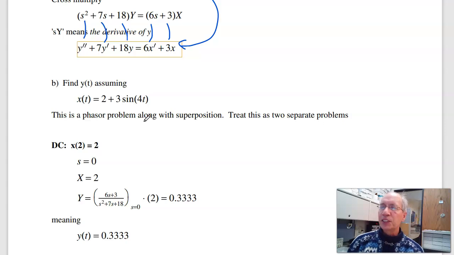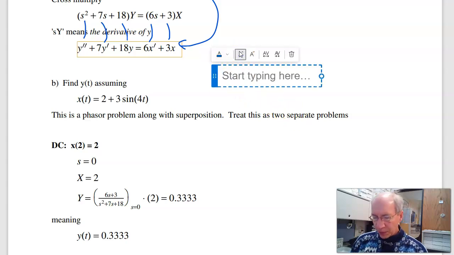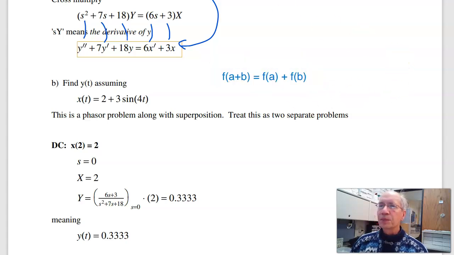I just use superposition and phasors. This is a linear system. What linear means is that f of a plus b is f of a plus f of b. That's the definition of linear.